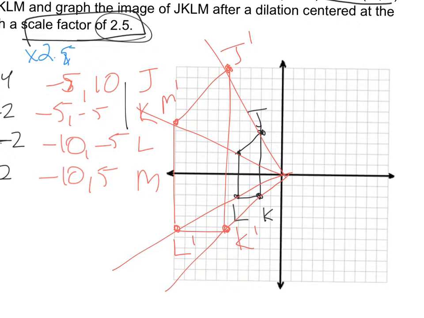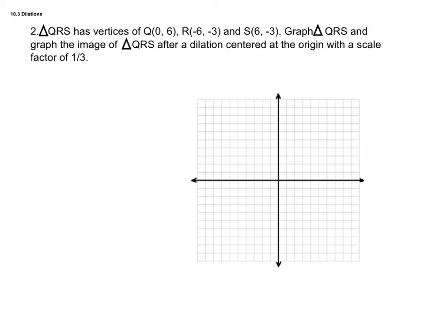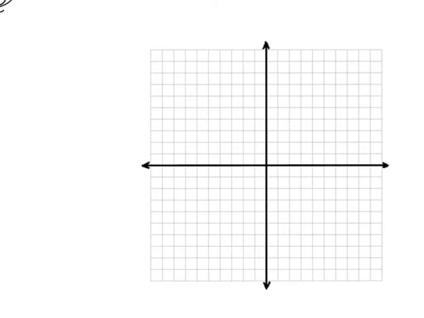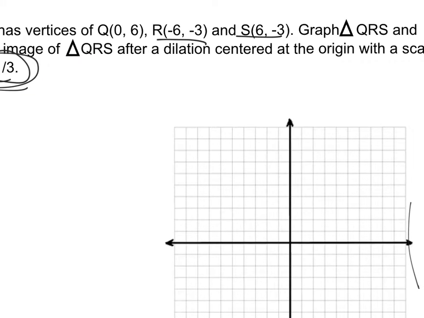All right, so QRS's vertices here, 0, 6, -6, -3, 6, -3. Scale factor of 1/3. So the factor is less than 1. So it's going to be significantly smaller. So here, what I'm looking at is this. Q is going to be at 0, 6. So there's Q. R is going to be at -6, -3. And S is going to be at 6, -3.